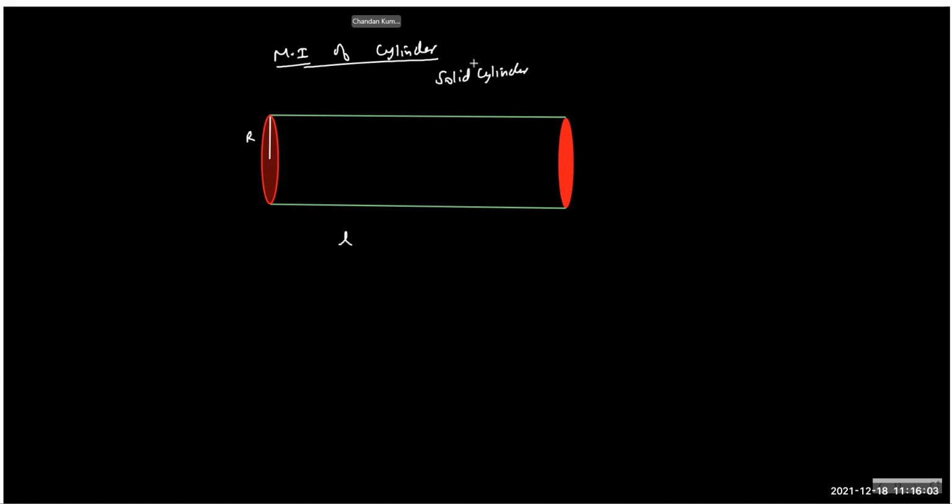Now we are supposed to find the moment of inertia about this axis, which is passing through the center of mass definitely, perpendicular to the length. Okay, so this is the question. Now this is quite a different question, and we haven't done any question like this before.